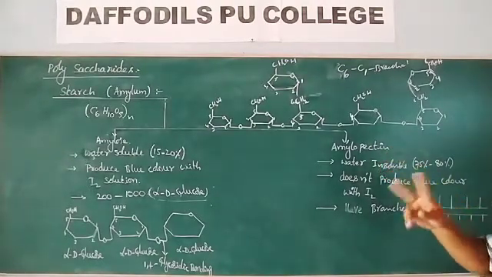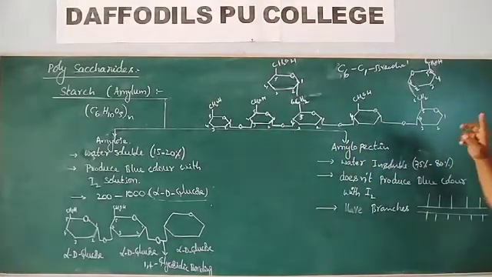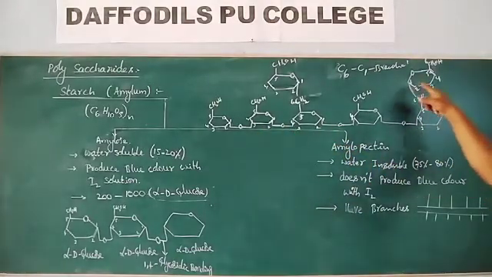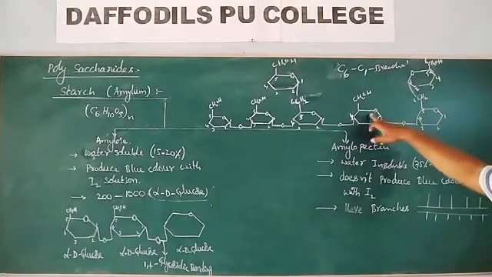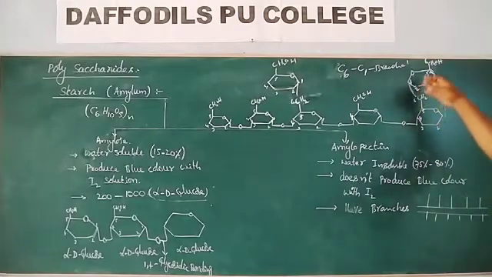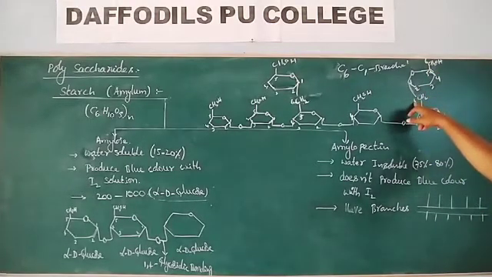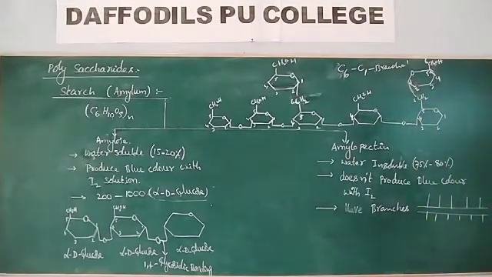Amylopectin contains two parts. One is the straight chain part, another one is its branch chains. The straight chain is formed by 1,4 linkage. Branches are formed with 1,6 carbons, with 1,6 linkages. This is amylopectin. This is about the starch. And the next one is cellulose.